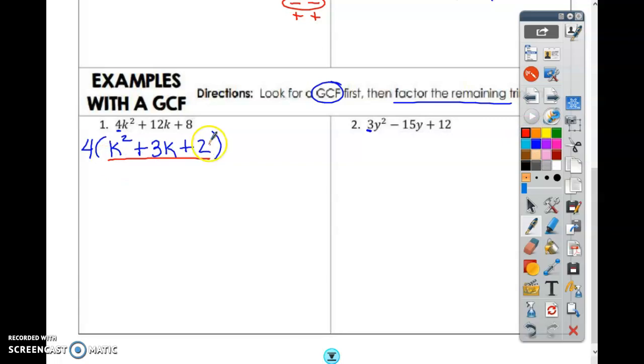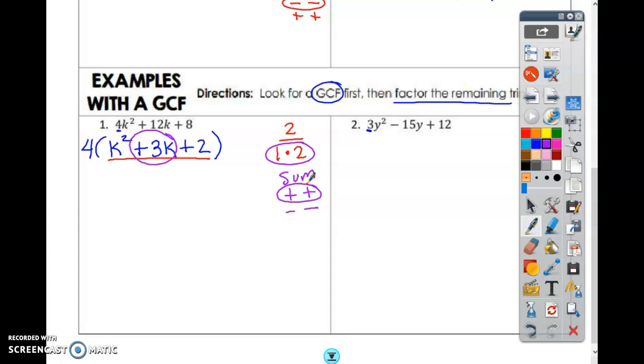So I need things that multiply and give me 2, and give me a sum or a difference of 3. So things that multiply and give me 2, what are they? 1 times 2, and that's it, right? And when you add these two, the sum gives me 3. So they're either both positive or both minus. This is a positive, so they're both going to be positive. And that's it, you're done.